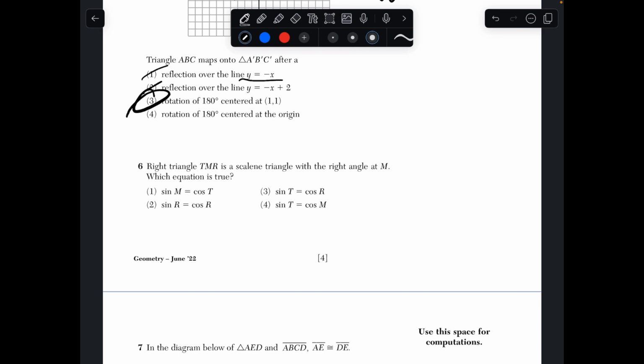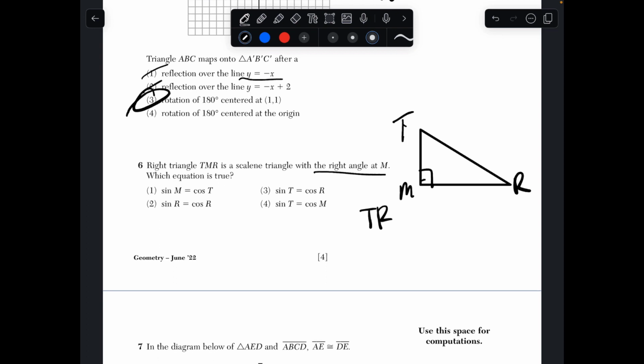That's the answer. Right triangle TMR is a scaling triangle with right angle at M. Which equation is true? So you have to draw this one out. If you don't draw this problem out, there's no way to really figure it out. So right angle at M, TMR. The sine of M, this angle right here, would be TR over TR. The cosine of T, this angle right here, would be TM over TR. These do not equal each other, therefore choice 1 is wrong.